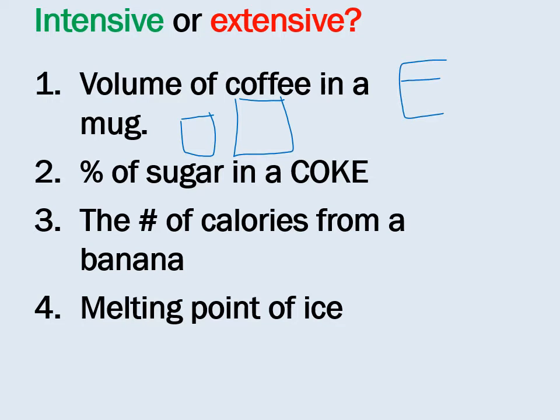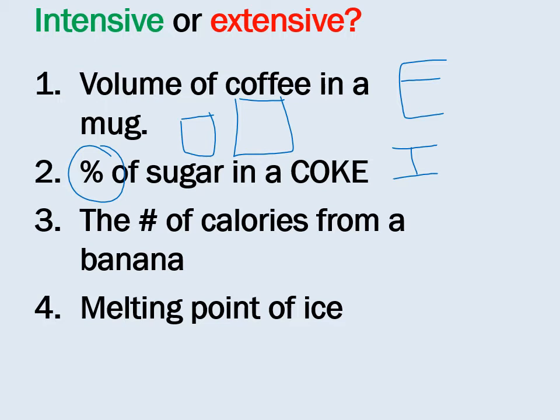Number 2, and this one's kind of tricky: percent of sugar in a Coke. So let's say we look at a can of Coke and we read the ingredients. And then we look at a liter of Coke and we read the ingredients. They are the same stuff, so they actually should have the same percent of sugar. So that is an intensive property. That's kind of a mean one.